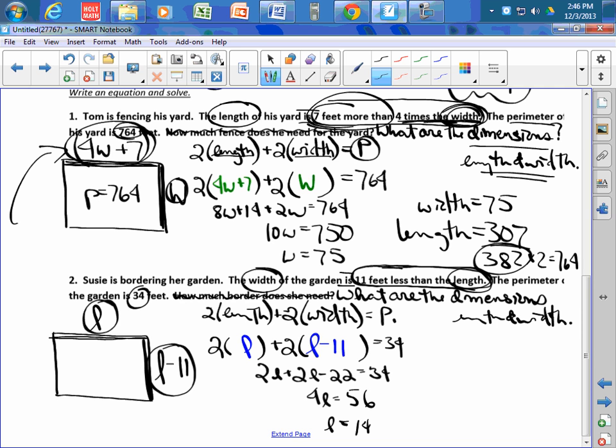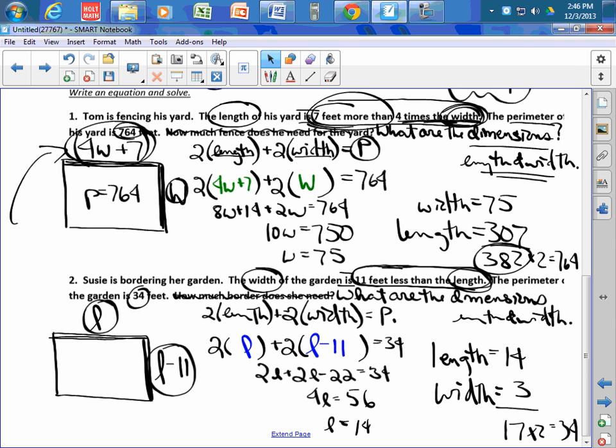So if L is equal to 14, I know my length is 14. The width is 11 feet less than that. Right, it's 3. Now, does that give you a perimeter of 34 feet? Well, 14 plus 3 is 17, and we have to double that, and we get our 34. So there you have it in a nutshell. Good luck on your assignment, and we'll talk to you in class.